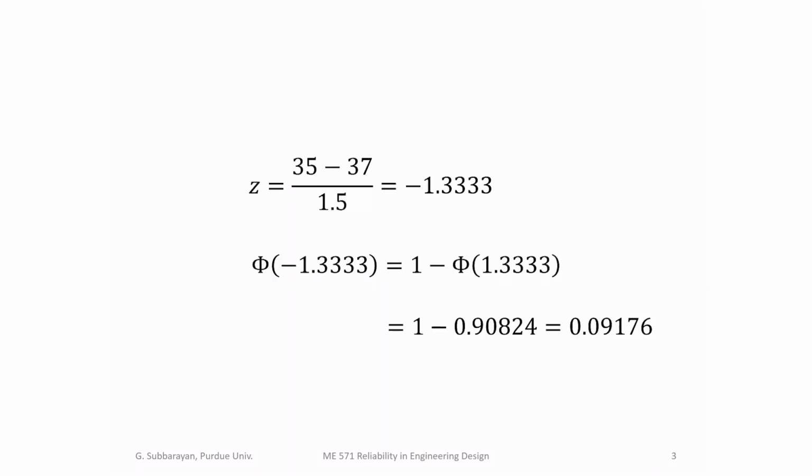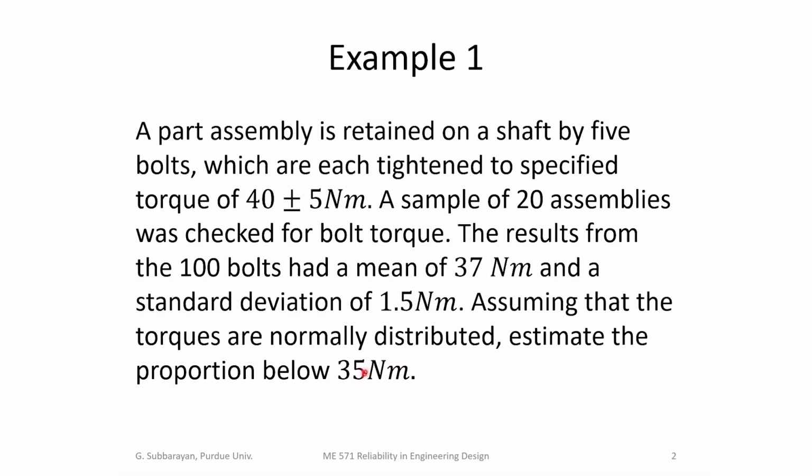So that's how I got the value in my example of 0.90824. And this value would be different from what you would estimate from a computer, because the computer will be more accurate. This value is only accurate to the second decimal place, 1.33, whereas if you were to use a computer, you can estimate up to the fourth decimal place, and that value would be slightly different from what you have here. And the probability then turns out to be 0.09176, which means 9.1% of your assemblies would fail because they would have a torque below 35 Newton meters.